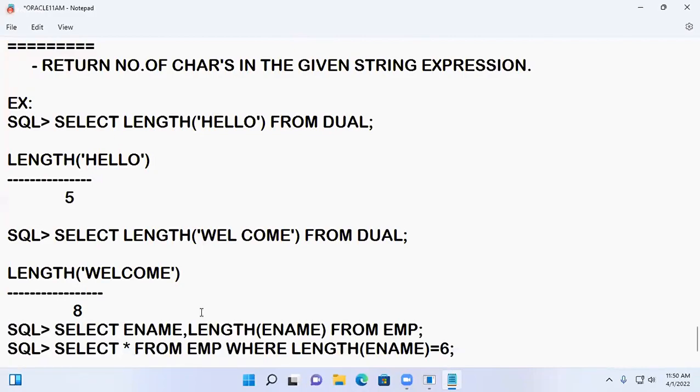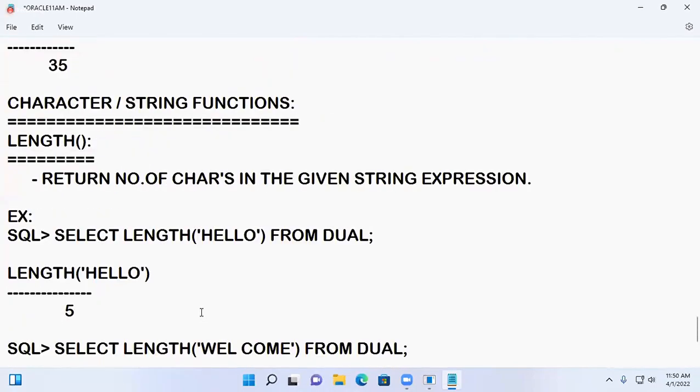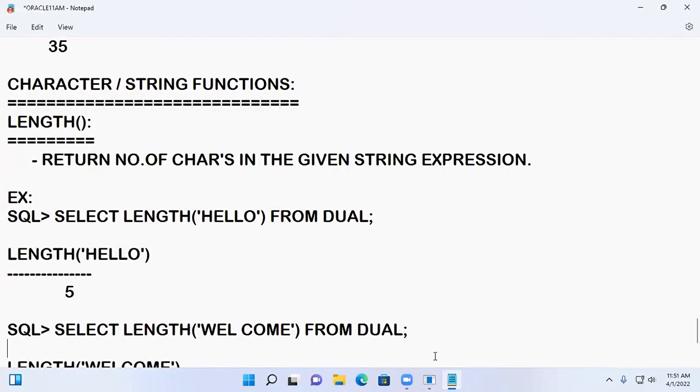So any example you have to take. Okay, right. And the next one you can see guys here.